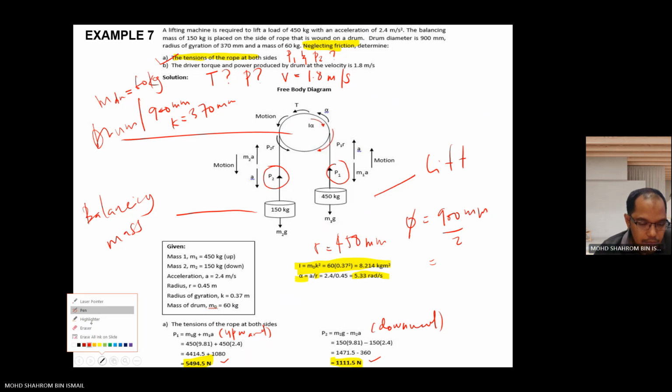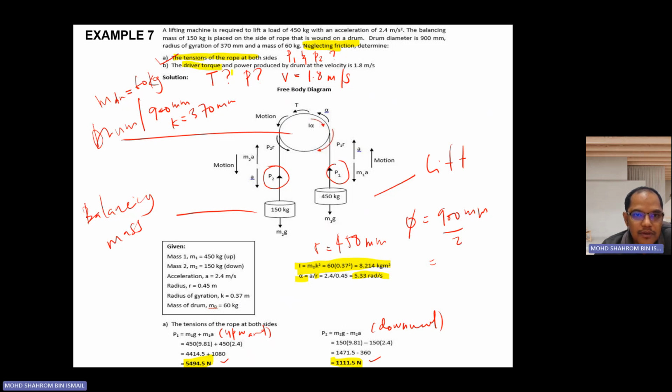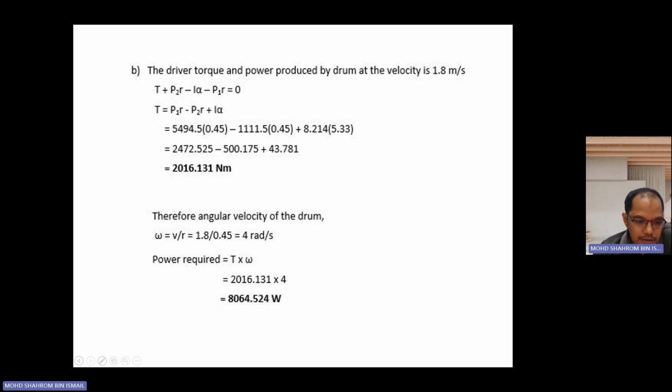So now, you want to find the drive torque and the power with the velocity given here. How to solve the problem? In order to solve this problem, this is the formulation. The drive torque and the power produced by the drum at the velocity given, you're going to equate this sort of equation. Simple. So you're going to rearrange it.